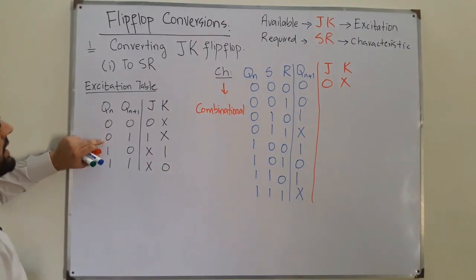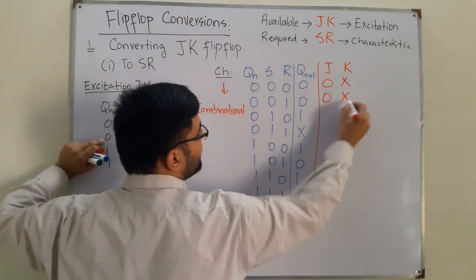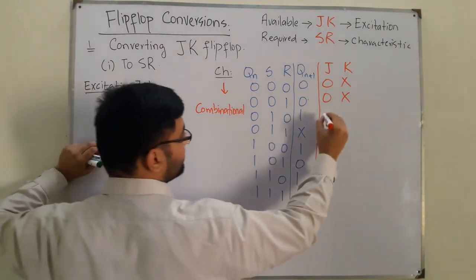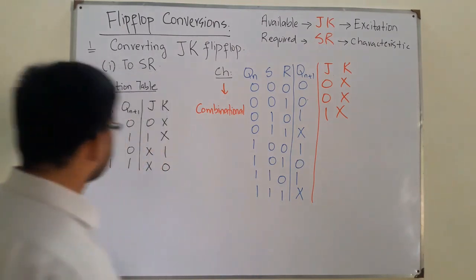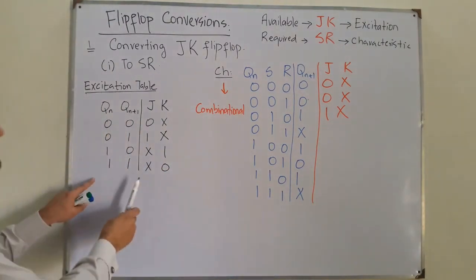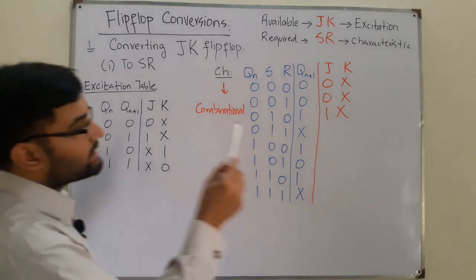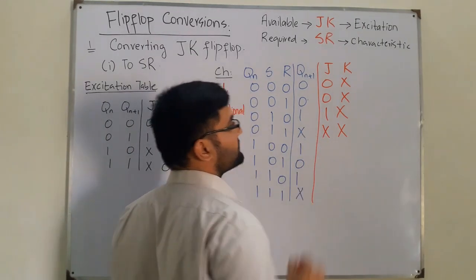You have a 0, 1. Again it's 0, 0, okay? So 0 and don't care again. Now 0, 1. So for 0, 1, you have a 1, don't care. The next is 0, don't care. So if you have a 0, don't care, such a condition where you don't have something over here as 0, don't care in the QN and QN plus 1, at such a situation you place a don't care at both the positions.